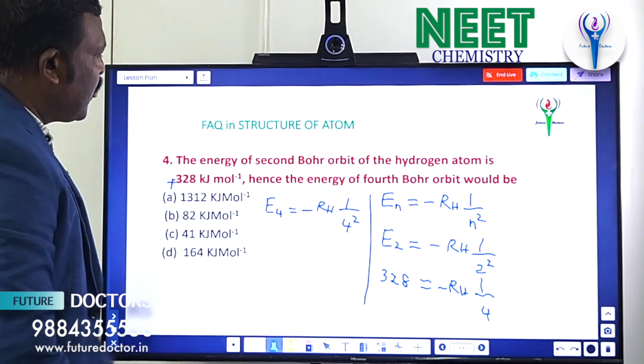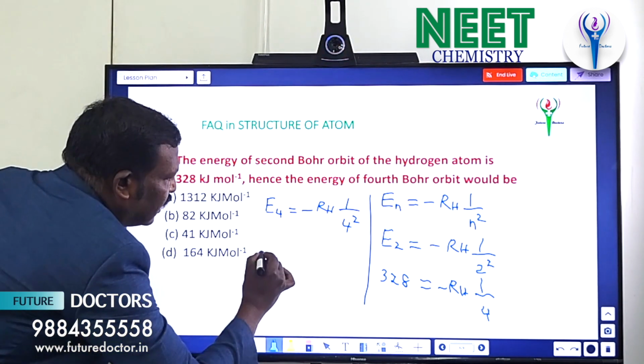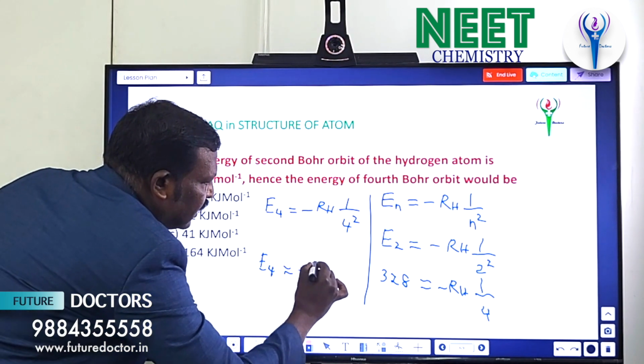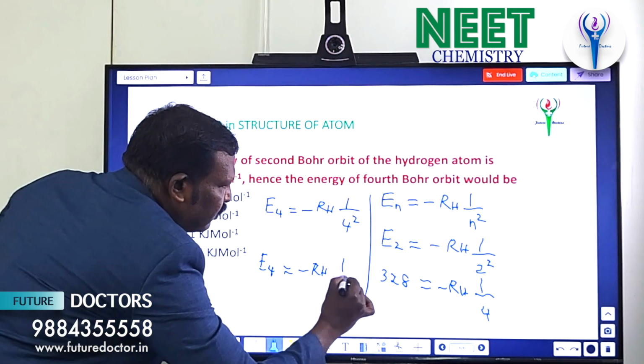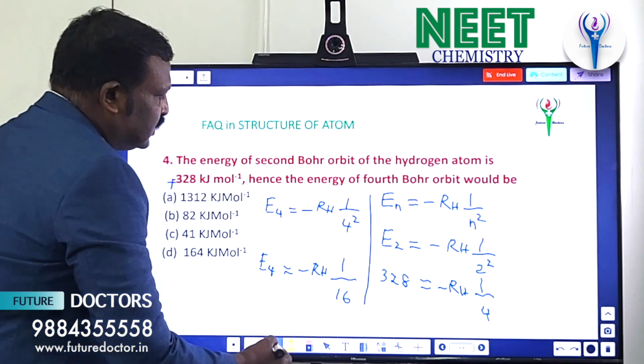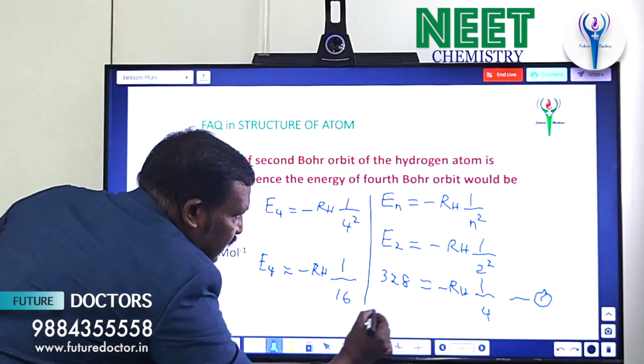Okay. Now we have to compare these two. So the energy of the fourth orbit is equal to minus R_H into 1 by 4 square, which means 16. Now you have to compare these two only. This is considered the first equation and this is considered the second equation.